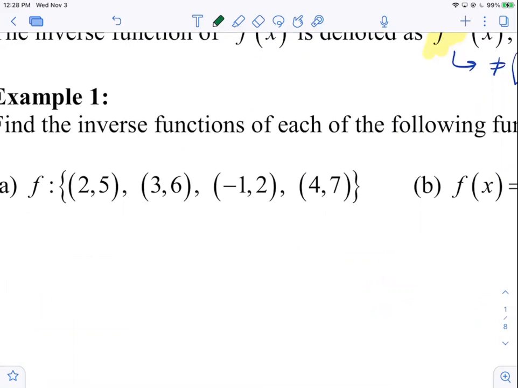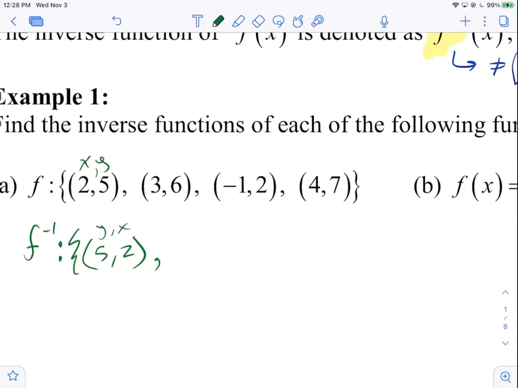You can represent a function by a set of ordered pairs. So first of all, we know it's a function because there's no repeated x values. Okay. So what would be the inverse function? Well, let's write it. F inverse colon. If the original function turned a 2 into a 5, what would the inverse function do? It would take a 5 and turn it back into a 2. Okay. So notice what we do there is we just interchange the x and y.